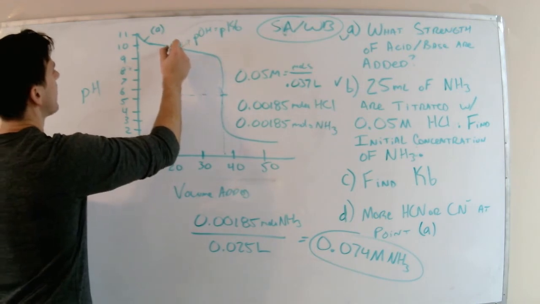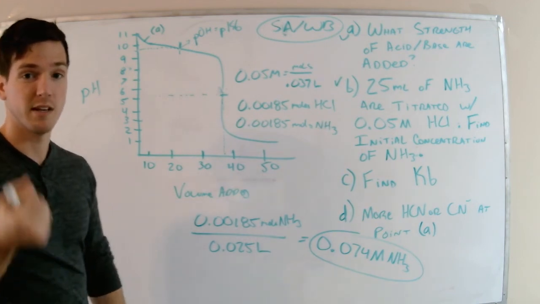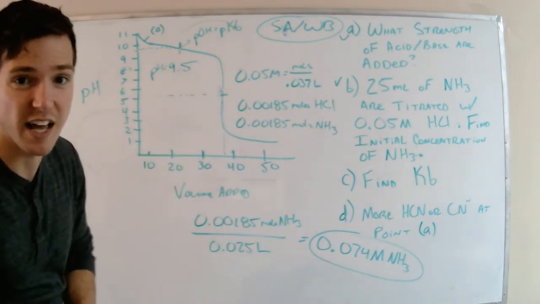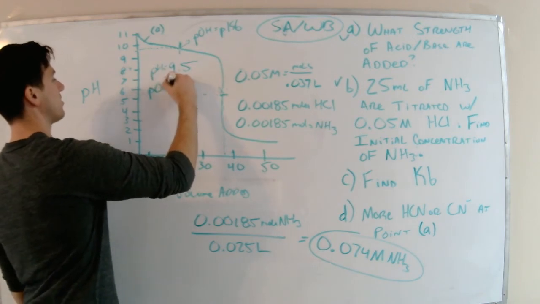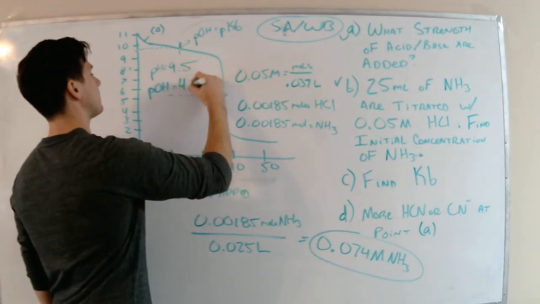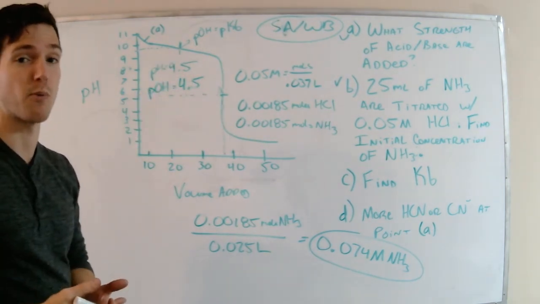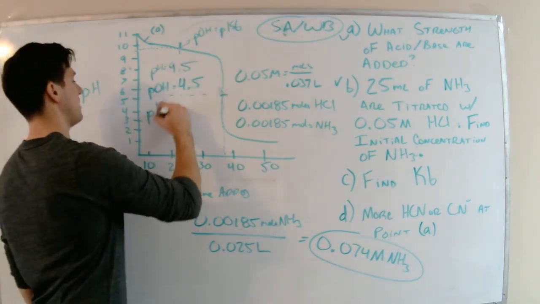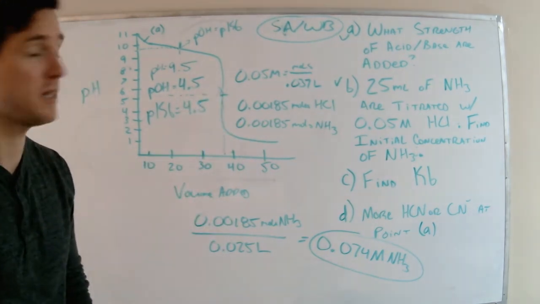We'll bring that over, and it's about a pH of 9.5. So we have a pH of 9.5, but again, pH isn't going to help us because we're dealing with a base. We need pOH. So remember, 14 minus our pH equals our pOH, which is going to be 4.5. So our pOH at the half equivalence point is 4.5. Well, luckily that's also the same as our pKb.